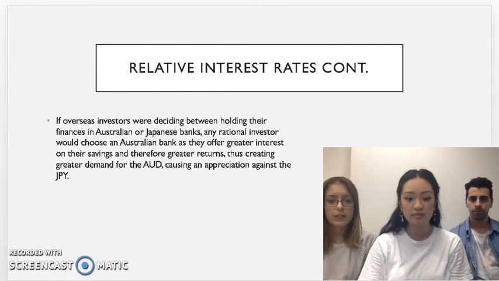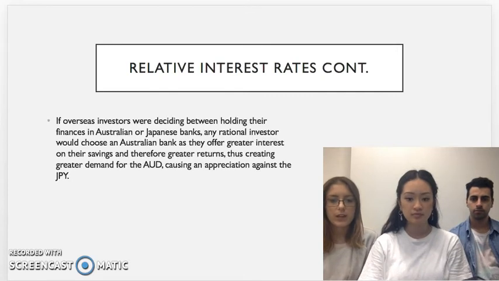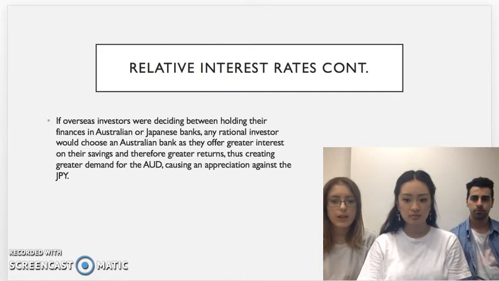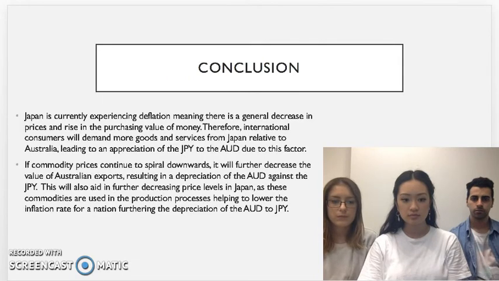By adopting negative interest rates, Japan has weakened their currency against Australia's as it encourages investors to seek higher returns elsewhere. While Australia's interest rates have been on the decline, they still remain comfortably higher than Japan's cash rate. Japan is currently experiencing deflation, meaning there is a general decrease in prices and rise in the purchasing value of money. Therefore, international consumers will demand more goods and services from Japan relative to Australia, leading to an appreciation of the Japanese yen to the Australian dollar.